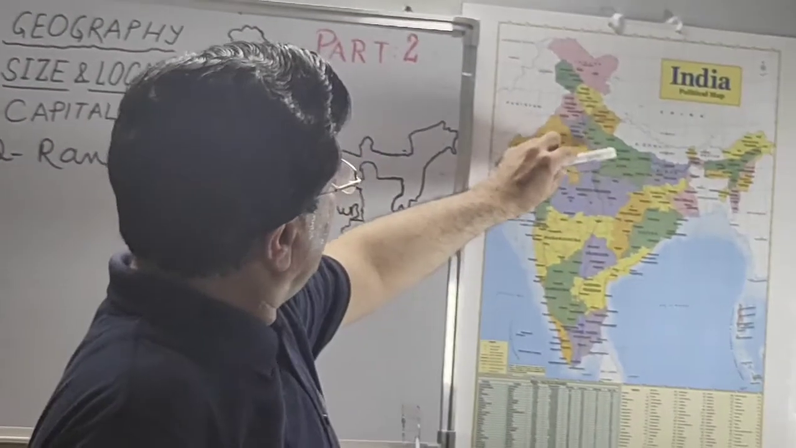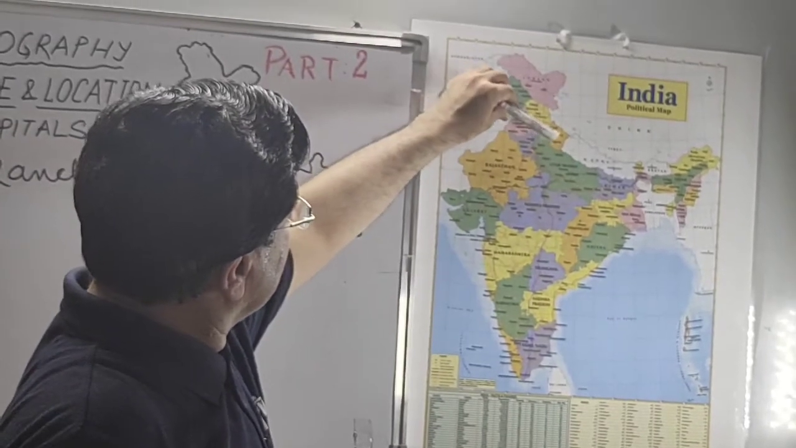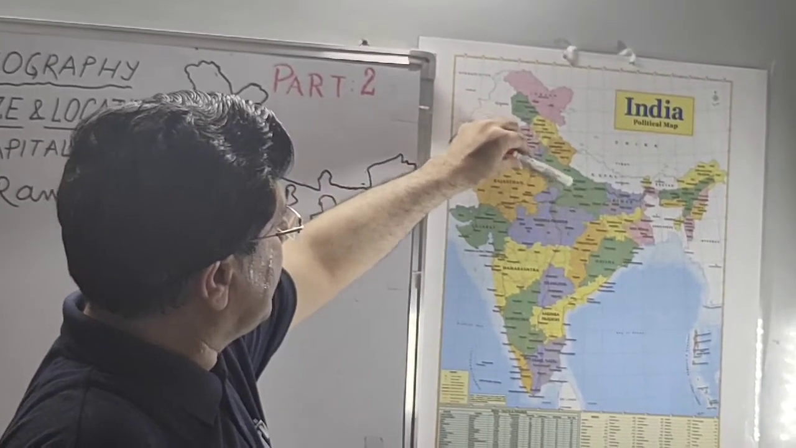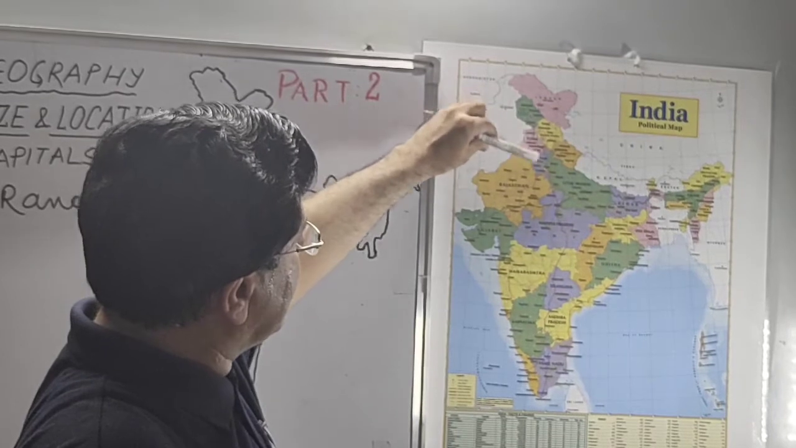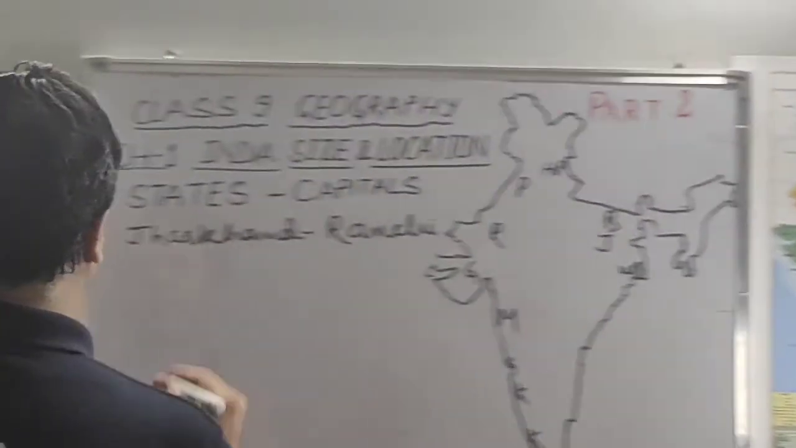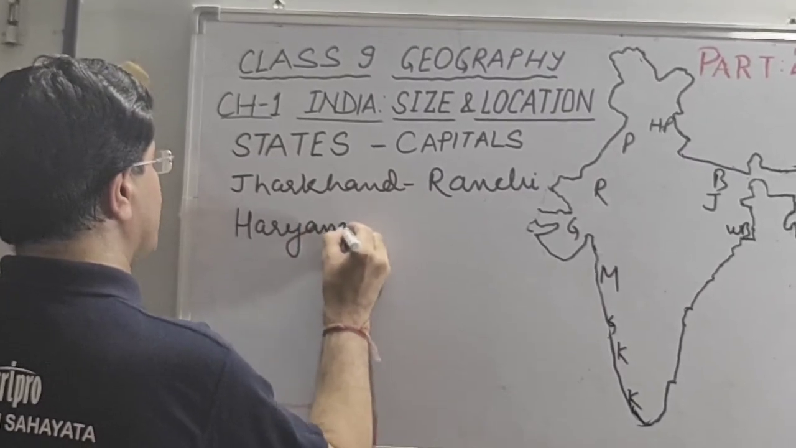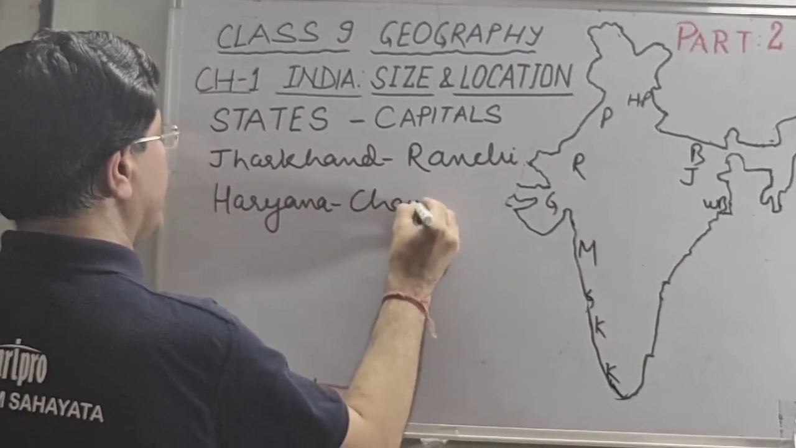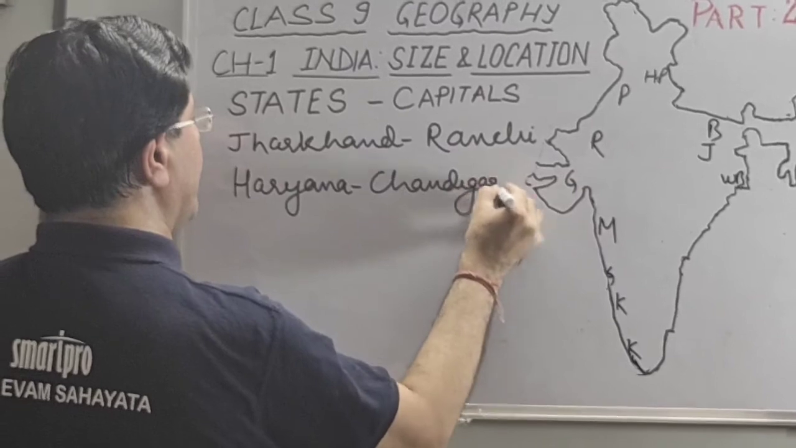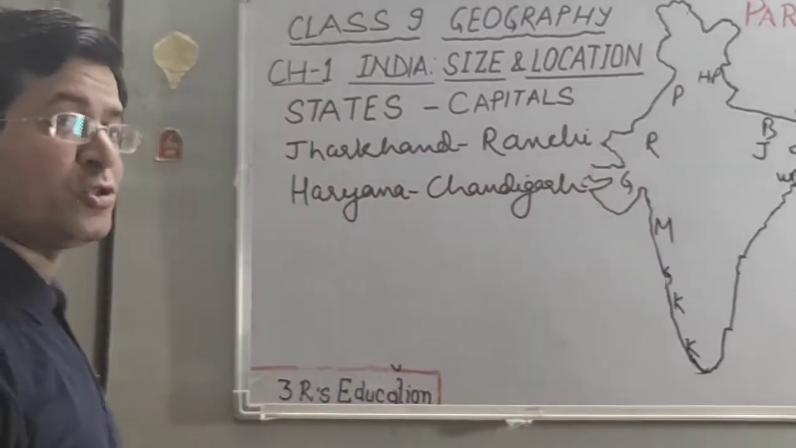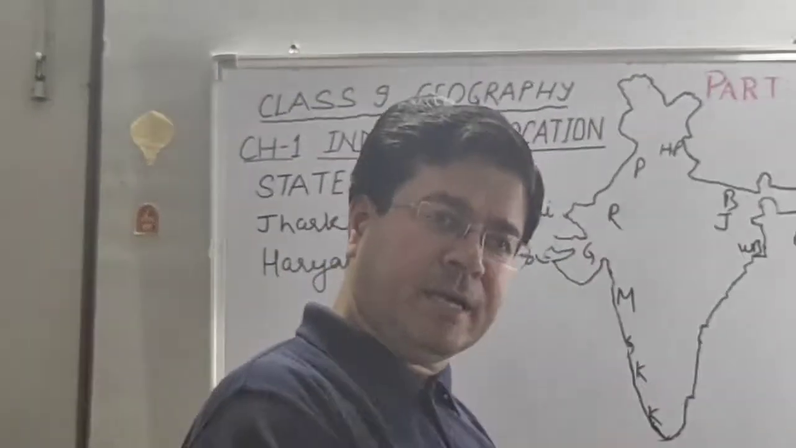One more state, as I told you, which was separated from Punjab, is Haryana. And Haryana's capital is also Chandigarh. Chandigarh is the common capital of two states in India, Punjab and Haryana.